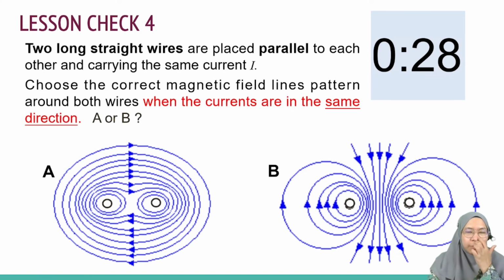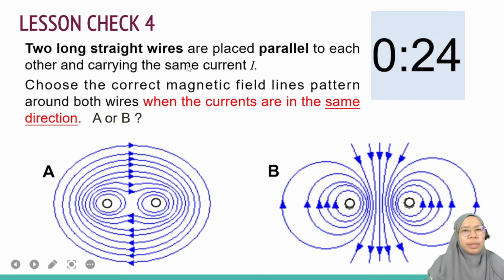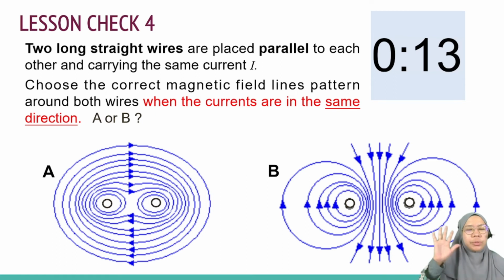Okay, lesson check 4. Two long straight wires are placed parallel to each other and carrying the same current, so directions of current is the same. Choose the correct magnetic field lines pattern around both wires when the currents are in the same directions, A or B. Okay, so use your right hand rule. So which one is the answer?